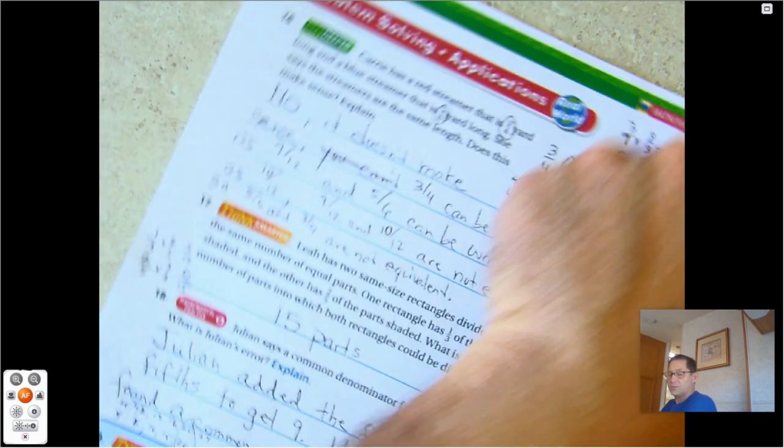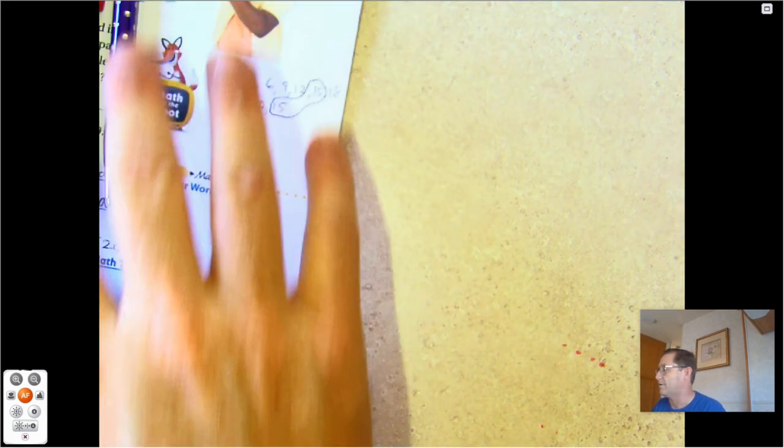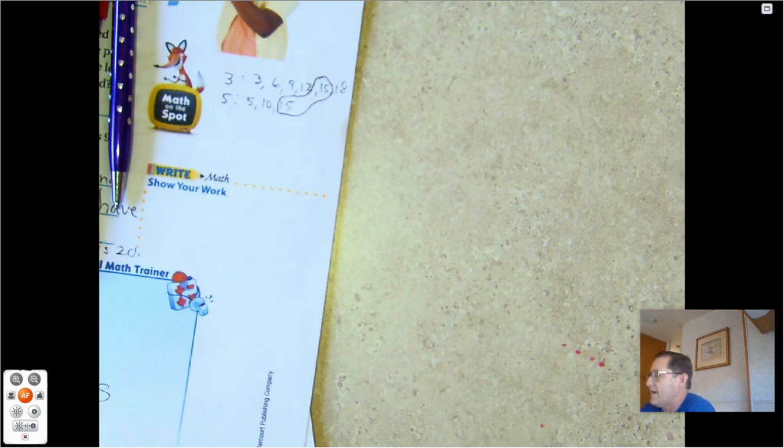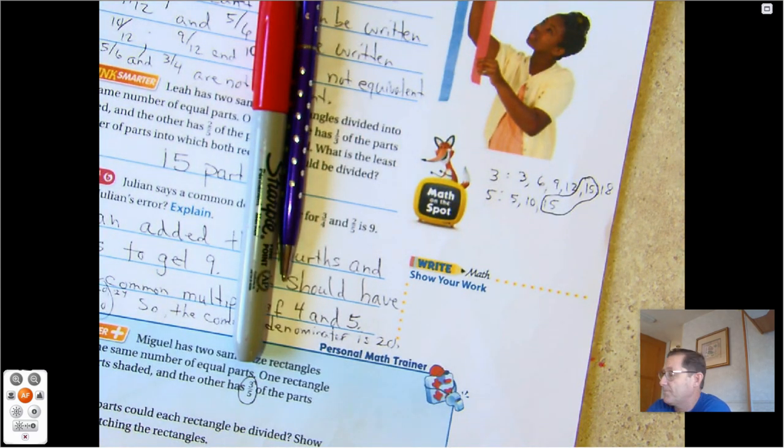Okay, so that's it for lesson 6.4. Our next lesson in our next session will be lesson 6.5, problem solving, where we will work on problem solving and finding equivalent fractions. So until then, may the numbers always be in your favor.